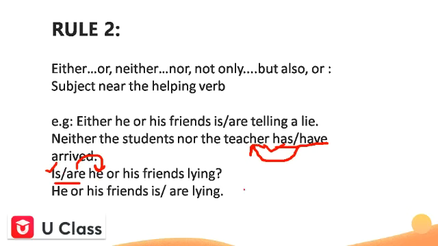What about the next sentence? Very good. Are. Because here the nearest subject is friends. Now, please write it down.